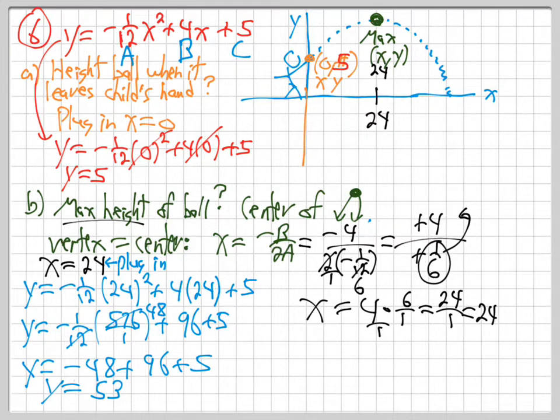So that was a lot of work to get that maximum height of the ball. We had to realize that at the maximum height up there, that was going to be the center of a U shape, right? That's a U shape going down. That's a parabola. And at the peak, the formula is x is negative b over 2a. Found x, 24, plugged it in for y, and solved that out and found y is 53. That's the maximum height of the ball.